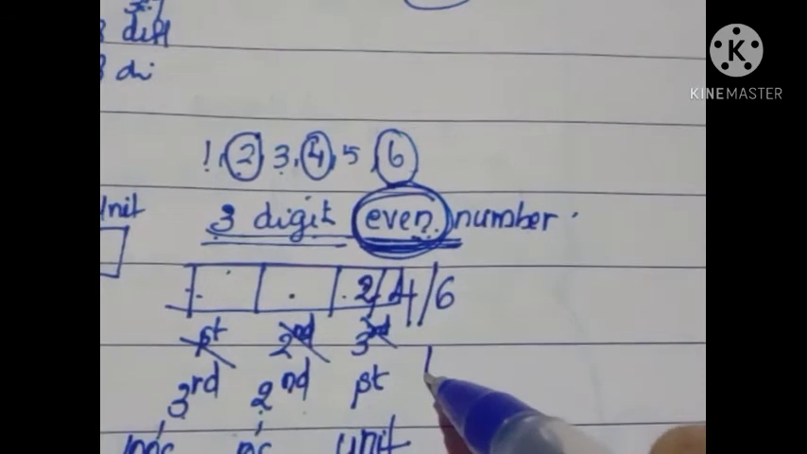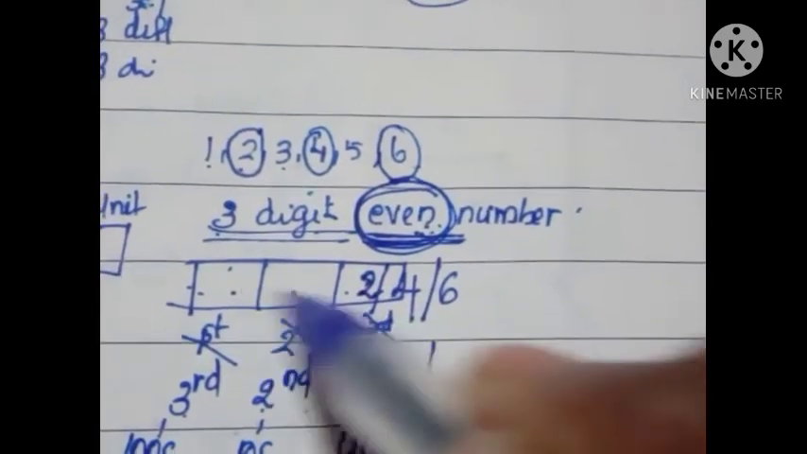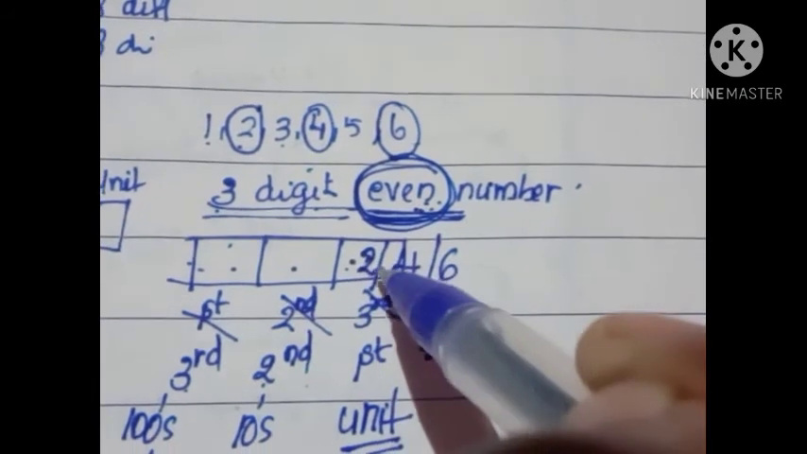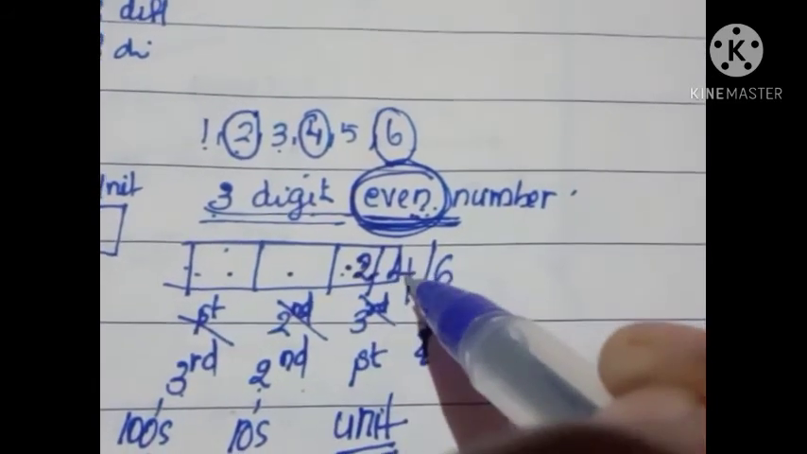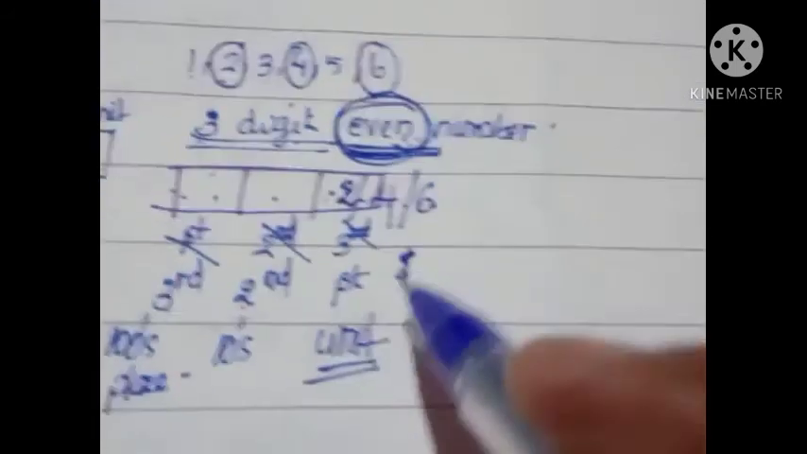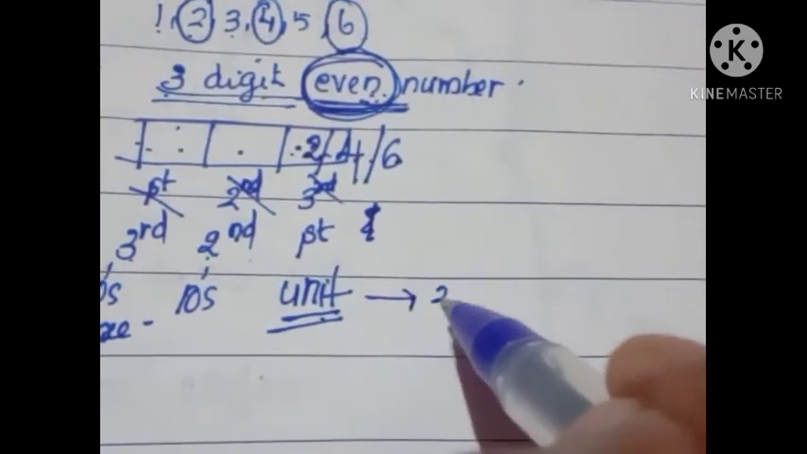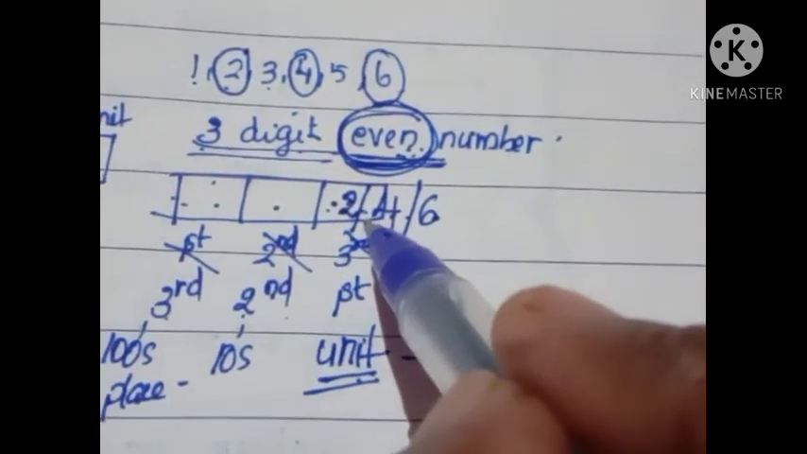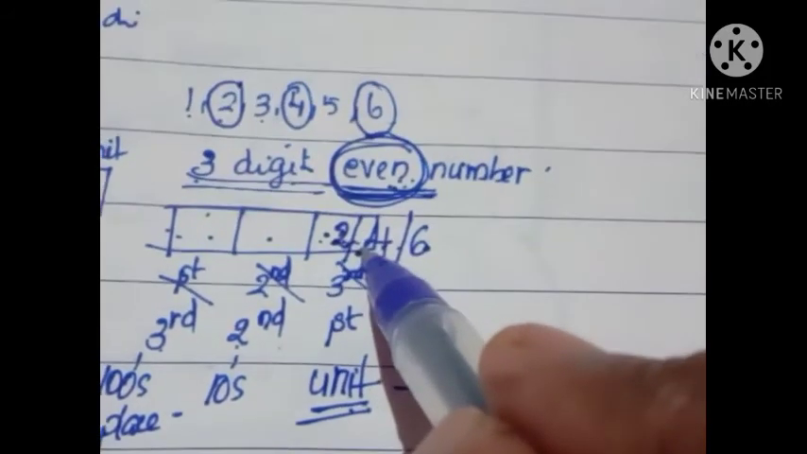Suppose it is 1. Is it even? No, it will become an odd number. So the unit place can be filled with 2 or 4 or 6 using these 3 digits. So the unit place can be filled in 3 different ways.